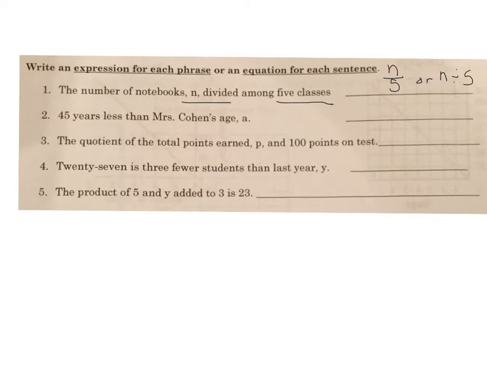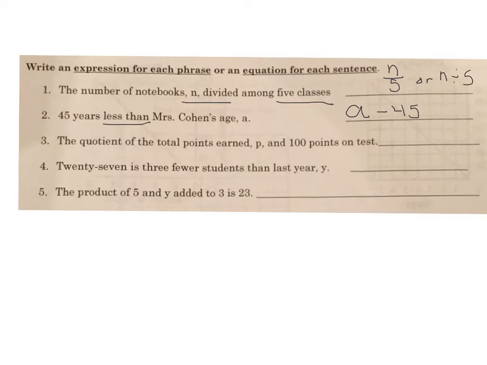Okay, next it says 45 years less than Miss Cohen's age, A. Remember we talked about less than is kind of tricky because it has the number first, but it really means to subtract 45. So I would have Miss Cohen's age minus 45.